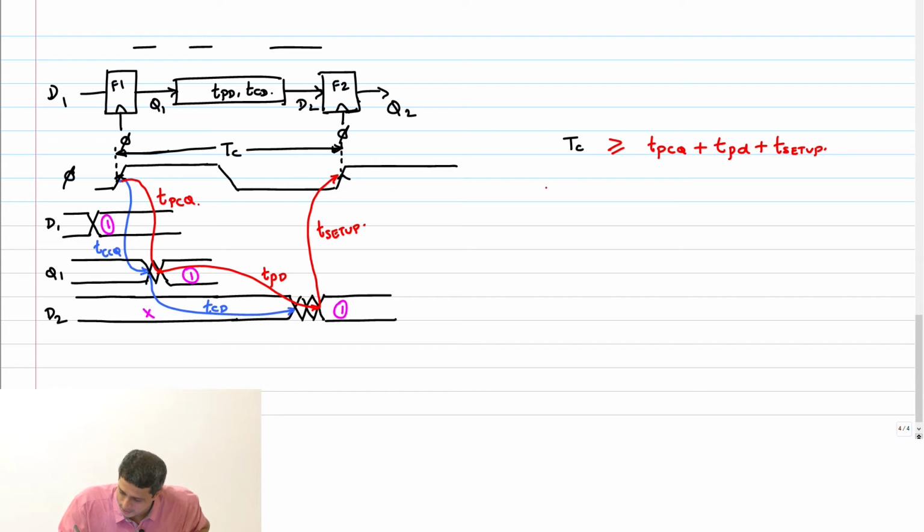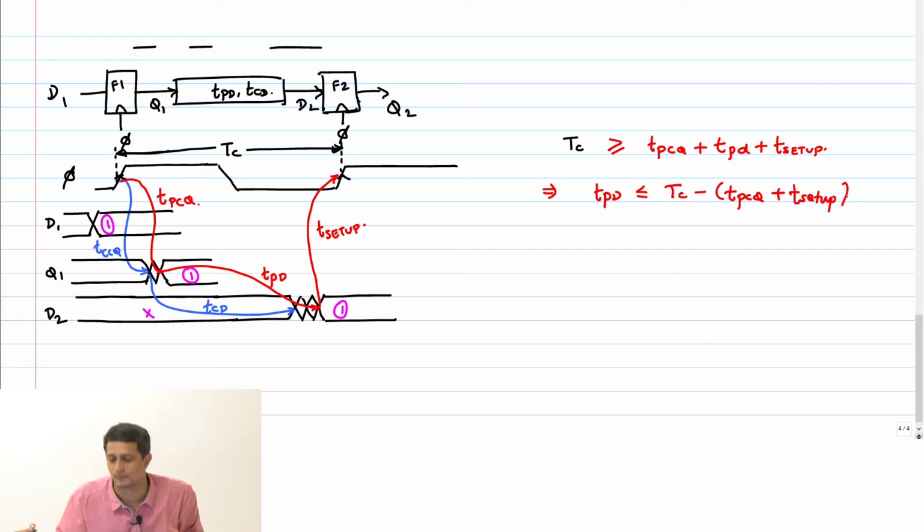Okay. So, what does this mean? It implies T_pd should be less than or equal to Tc minus (T_pcq plus T_setup). Therefore, this constraint that we derived just now is called the max delay constraint. It's the maximum delay that the combinational block can introduce without causing a failure in the system for a given clock period. So this is basically called the max delay constraint.